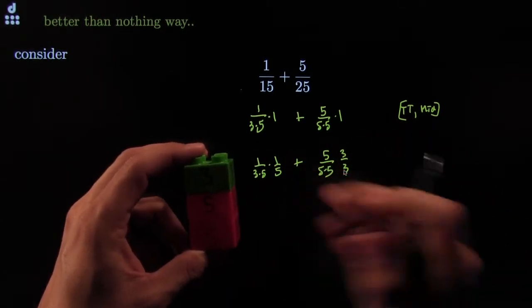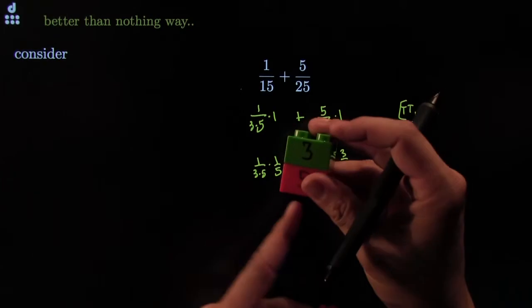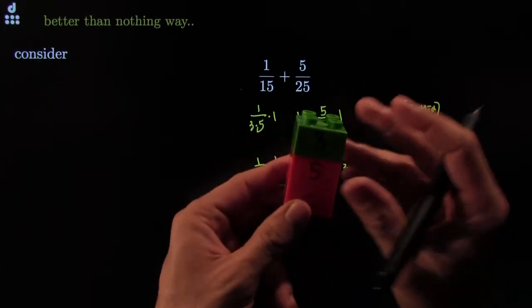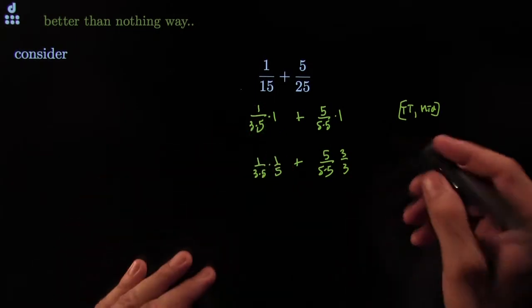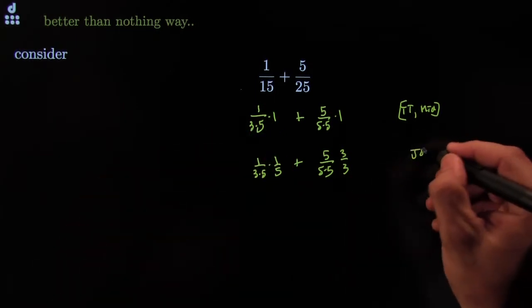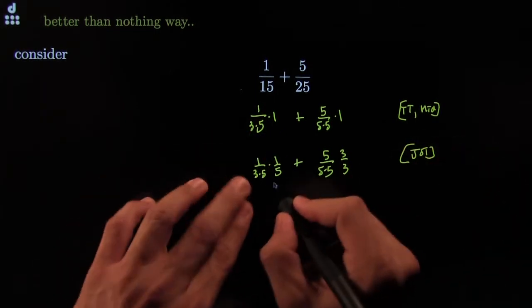3 over 3. Okay. This one over here had a 3 and a 5 already. It was missing the 5. This one over here had the 2 5s. It was just missing the 3. And now they both have 2 5s and a 3. This is by Jot. And now it's going to work out beautifully.